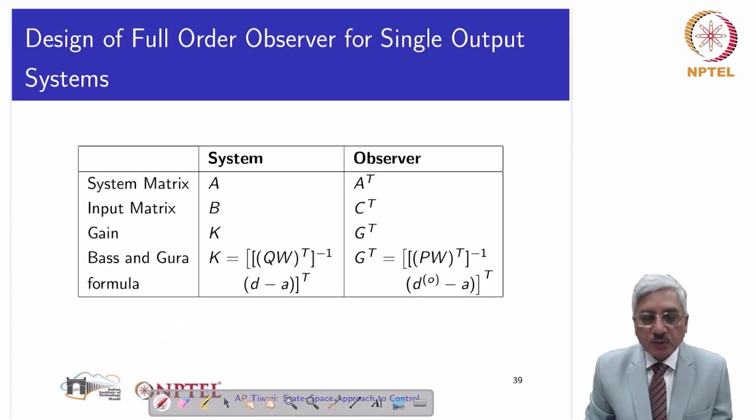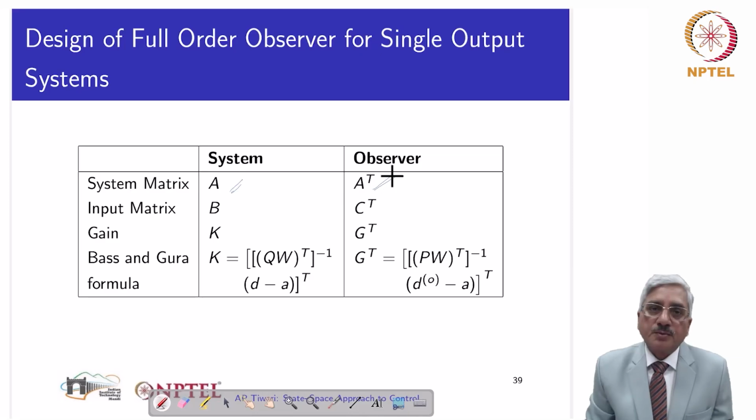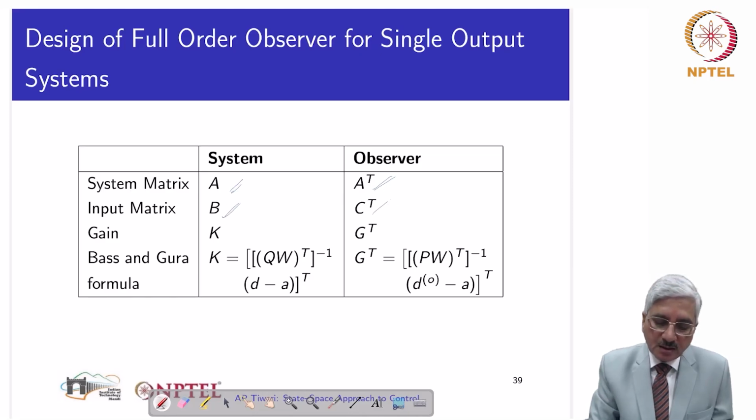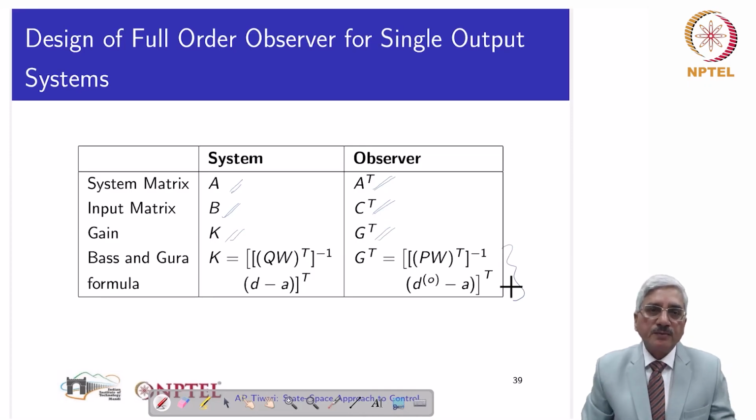Now this is shown in the tabular form here. In the pole placement problem, the system matrix is A. For the observer problem, the system matrix is A transpose. Input matrix was B, here it will be C transpose. The gain was K, here we will get G transpose. And this can be obtained, for example, by the Bass and Gura formula, which we studied while discussing the pole placement for single input systems through available formulae. So this is the Bass and Gura formula. One can also use Ackermann's formula to obtain the full order observer design.